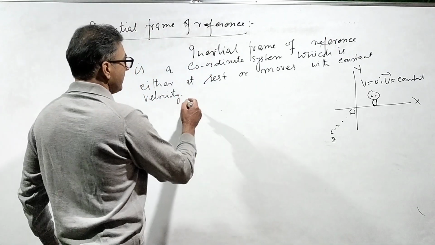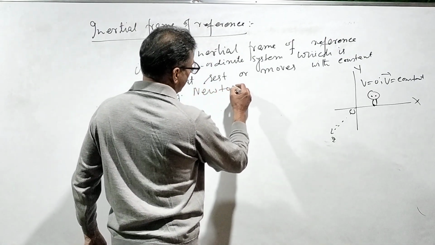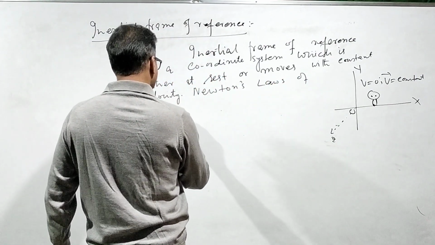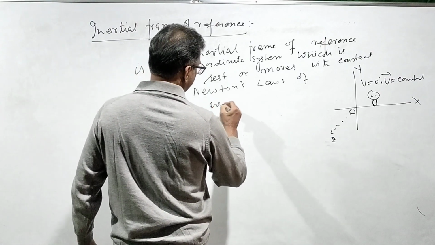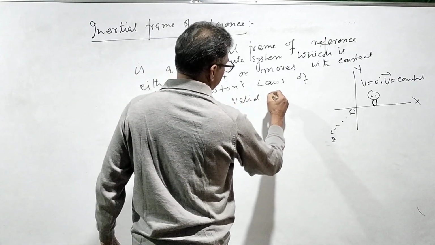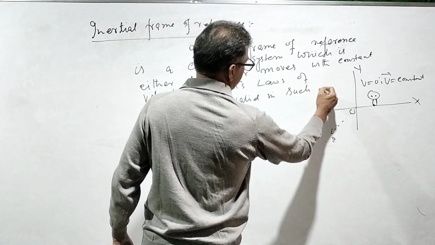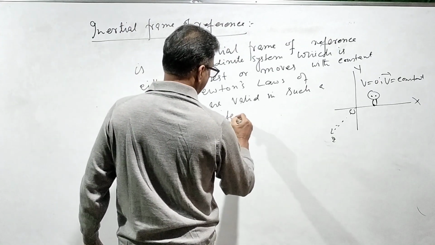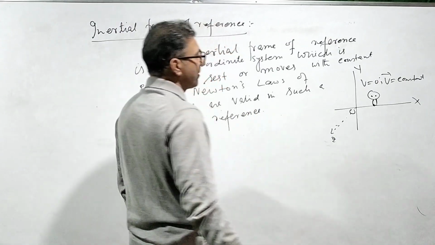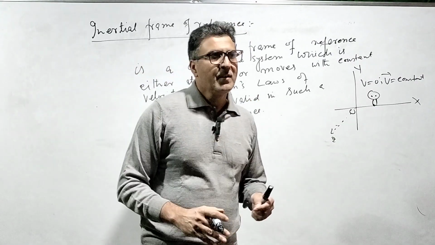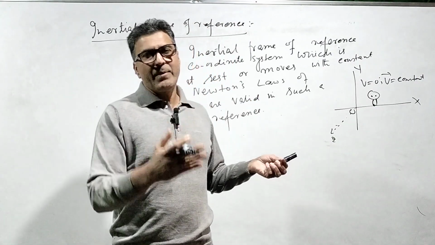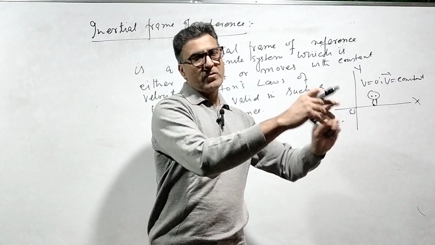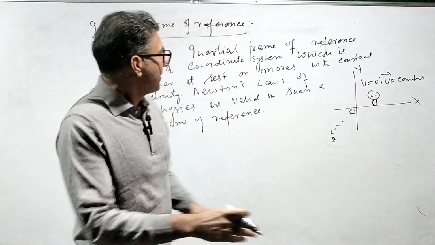We have to write that. Newton's laws of physics are valid in such a frame of reference. That is, he can directly use Newton's laws, F is equal to ma. If a body has a constant mass, he can use F is equal to ma. All the force acting on the object is equal to mass of the object and its acceleration.